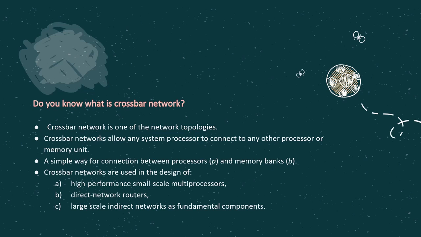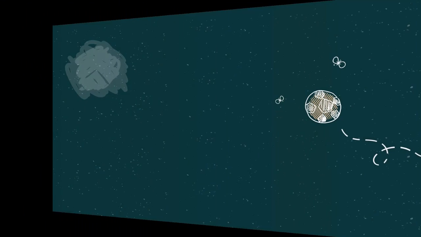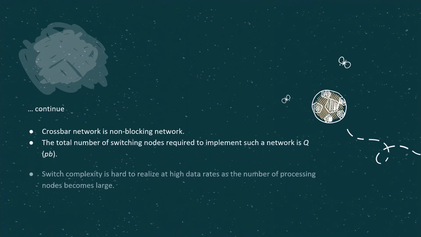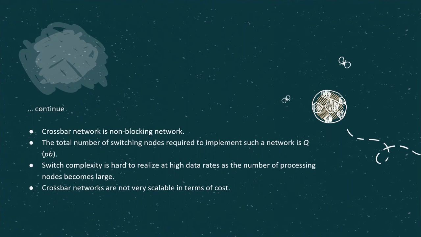Crossbar networks are used as fundamental components in the design of high-performance small-scale multiprocessors, the design of direct network routers, and the design of large-scale indirect networks. A crossbar network is a non-blocking network in the sense that a processing node's connection to a memory bank does not block any other processing node's connection to other memory banks.